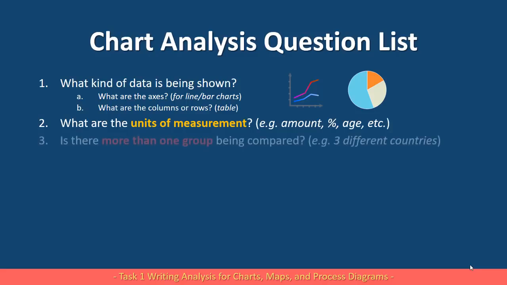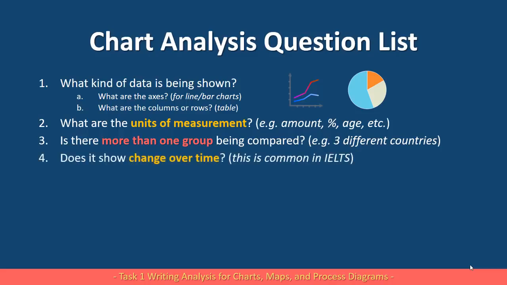All right? Next, is there more than one group being compared? For example, sometimes there are 3 different countries being compared in one chart. You need to make note of this. Next, does it show change over time? Okay, do we have time, or are there multiple charts? This is very common in IELTS, so you need to be careful to notice if it shows change over time.